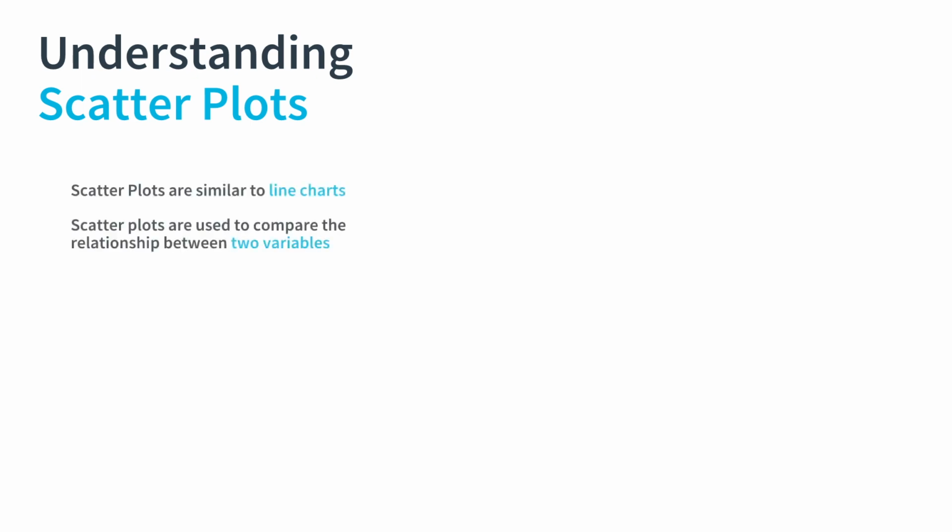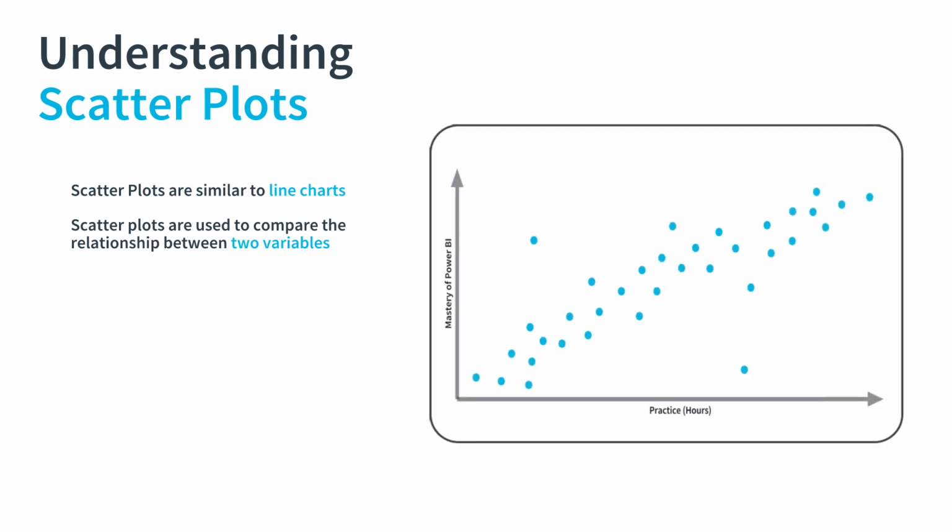In fact, they're quite similar to line charts. Scatter plots visualize the relationship between two variables that are oftentimes numeric, so that users can see if a change in one variable tends to show a change in the other variable. Imagine a scenario where we were creating a scatter plot that measures the relationship between practicing Power BI and mastering Power BI. The dots here represent students.